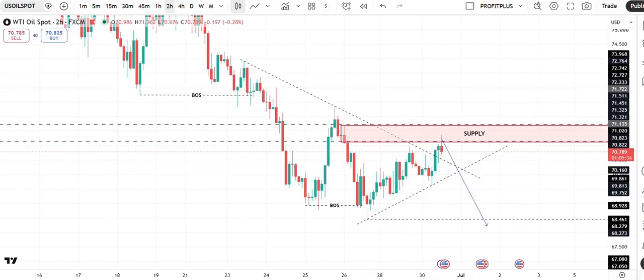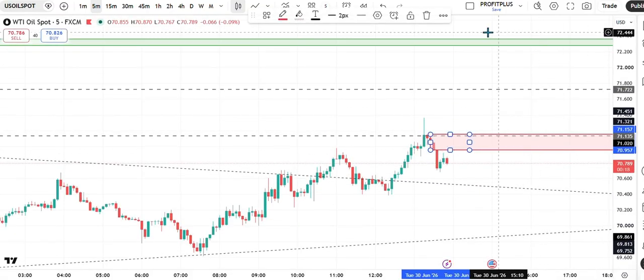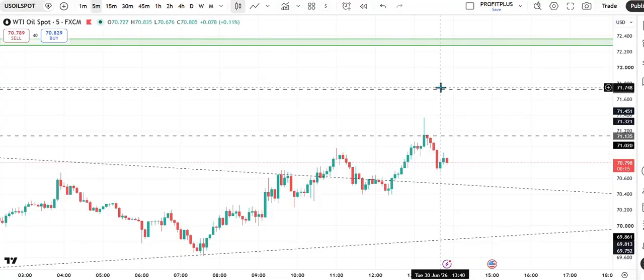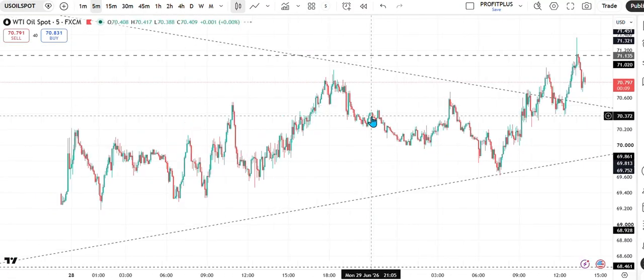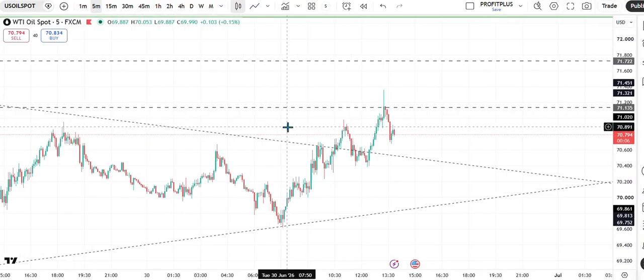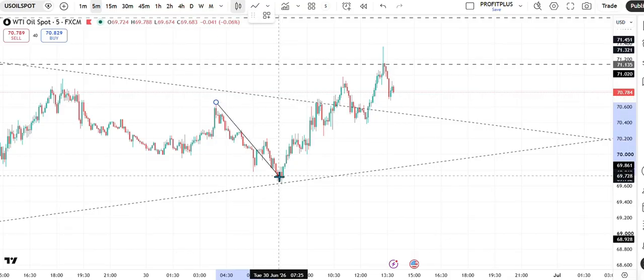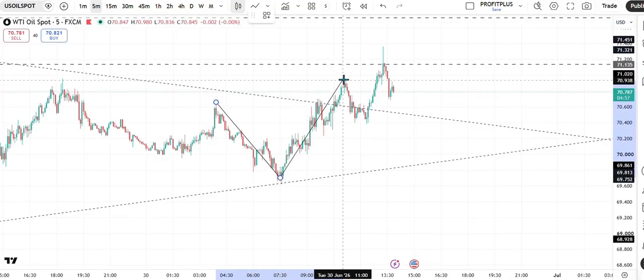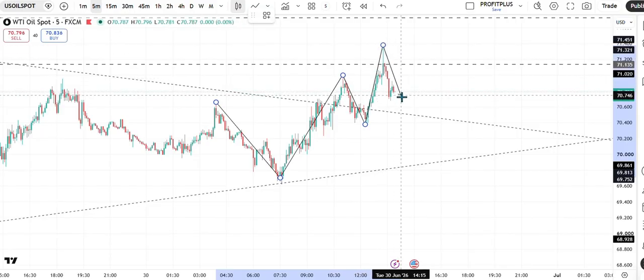On the 5-minute time frame, you're going to see my supply zone, but I put these two horizontal lines to mark the area. So let's move to the 5-minute time frame. Now on the 5-minute time frame, that supply area is here and here, this point and this point. You can see that while price is moving into the zone, it's giving us higher highs and higher lows. This is a high, a low, a high, then a low, then this is a high. So I'm expecting this to happen.